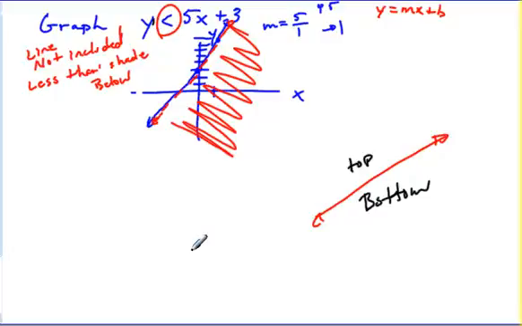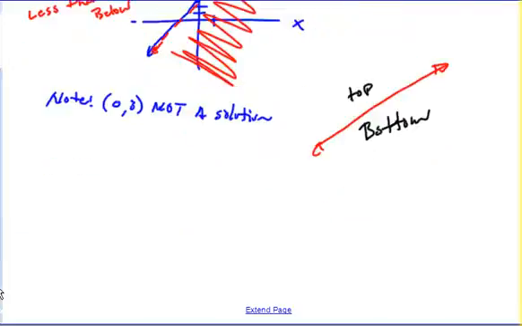So let's make some notes. Note the point when x is 0, y is 3 is not a solution. Other notes: if you pick something like (0, 0), that is a solution.